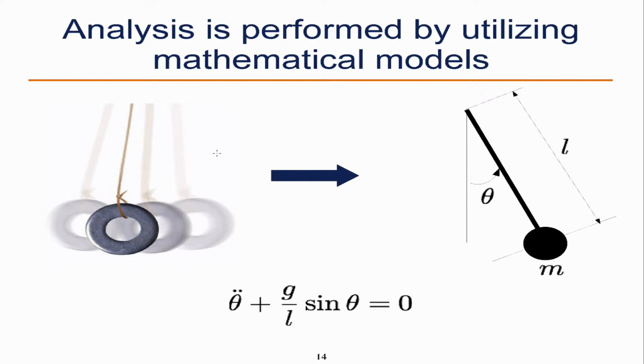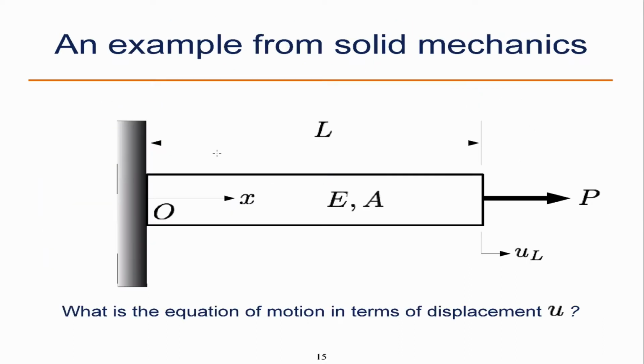So in performing analysis, we take whatever the physical system is, and we design a mathematical system. Usually this involves some engineering intuition about what the important physics are, and then we use our knowledge of physics to come up with a mathematical equation that represents the physical system. And so let's look at an example from solid mechanics.